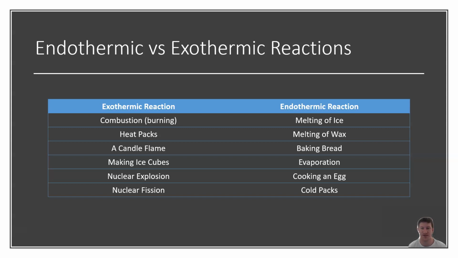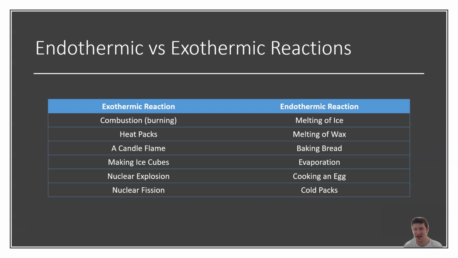So, some examples of the two. Exothermic: we saw last lesson, burning gives off heat. You can get those little heat packs that you crush and they get really hot. A candle flame is exothermic, so again it's a type of burning. Making ice cubes sounds a bit weird, but making ice cubes gives off heat. Nuclear explosions, nuclear fission.